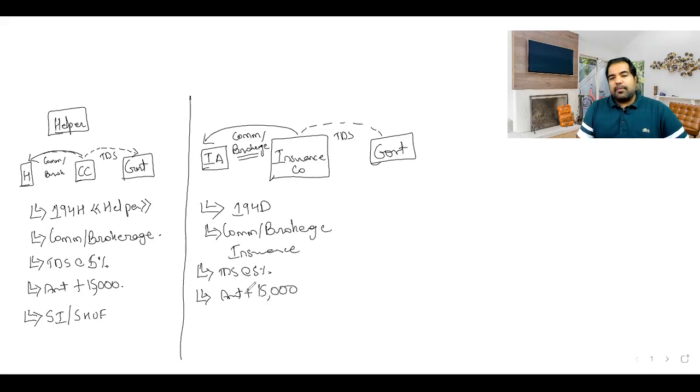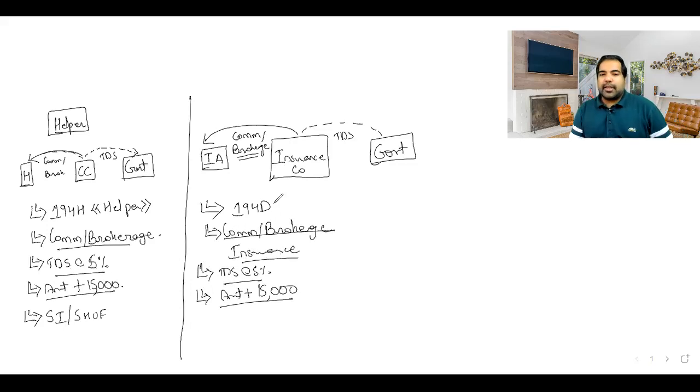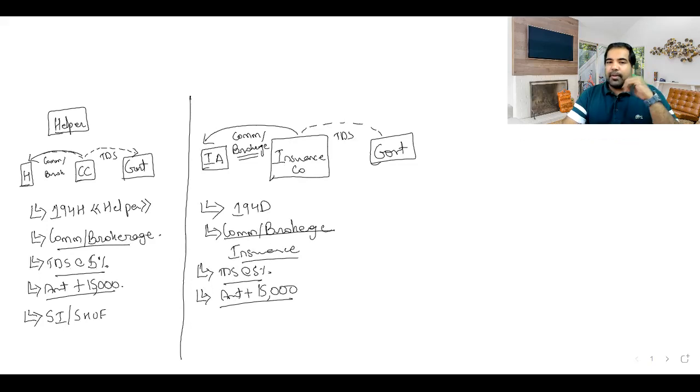So this is the same. Commission, brokerage here also, except it's an insurance commission. This is section 194D. D is for death or doctor's fees. Guys, here there is nothing like small individual, small HUF, because insurance companies will not be small individuals or small HUFs. They'll be big anyways.